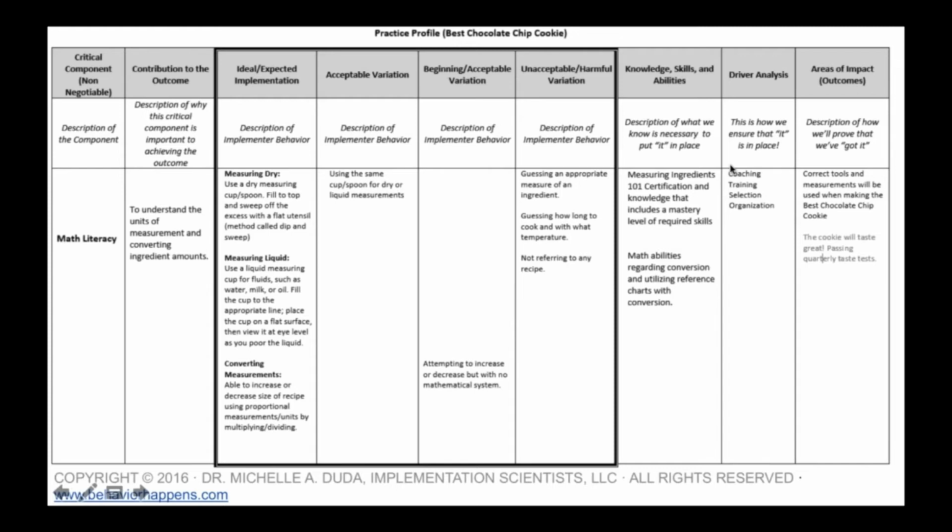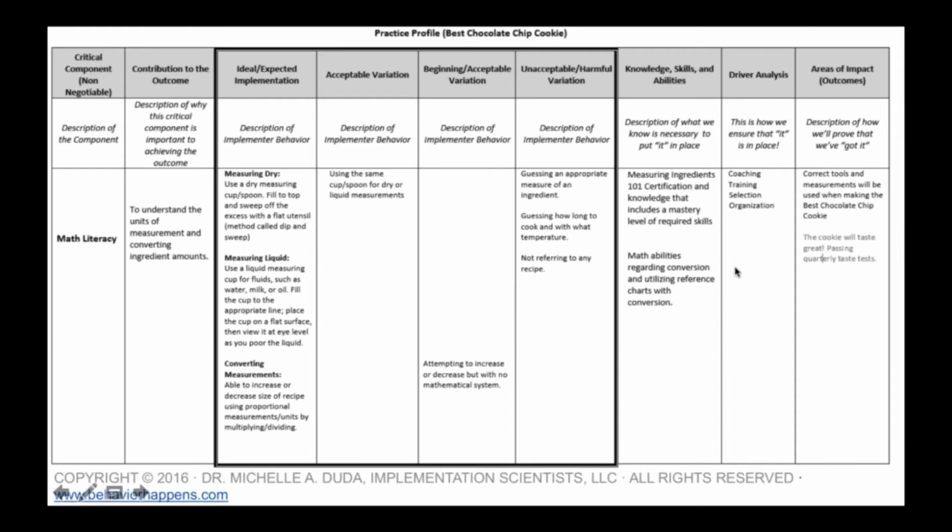So the first one is math literacy. And then the next column is the contribution that component has to the outcome. So a description of why it is important. So why do people who are making cookies need to know about math literacy? And really that's because we want them to understand the units of measurement, and we want them to be able to convert the ingredients to larger amounts. So you have the critical component, you have the why statement, and then the next part is the rubric-like component of the practice profile. And this could look a few different ways.